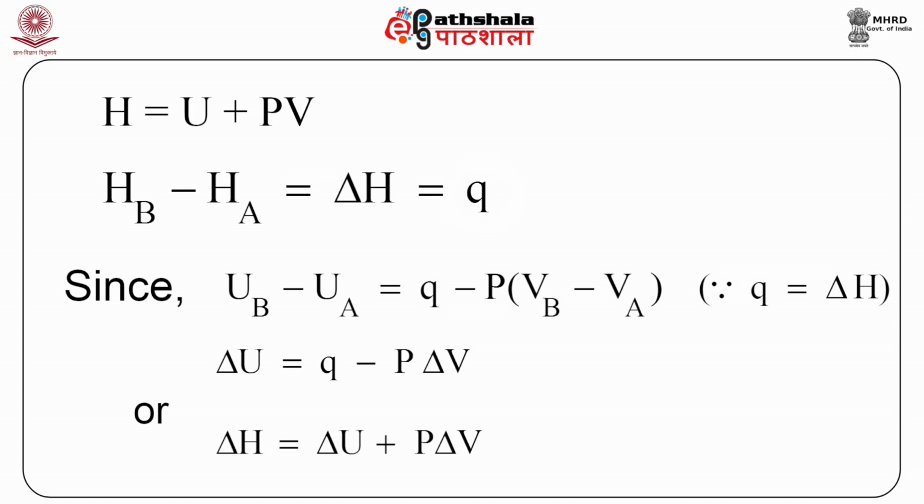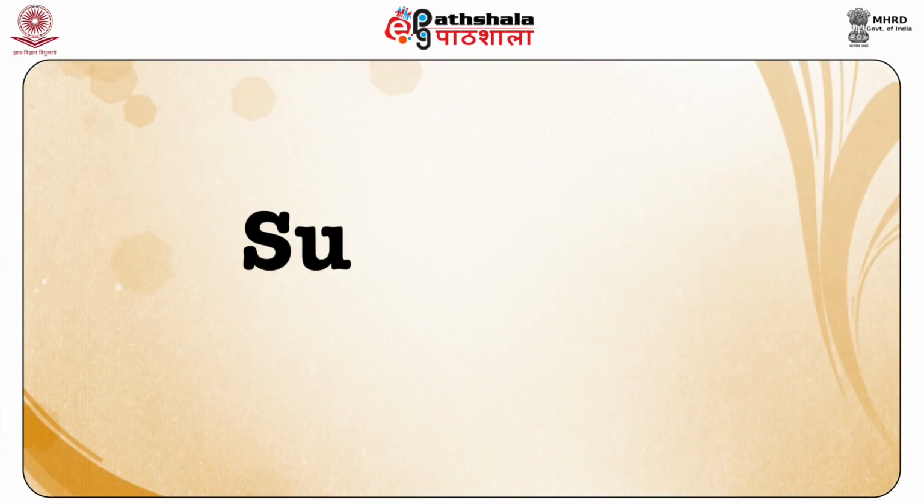Since UB minus UA equal to Q minus P into VB minus VA, and Q is equal to delta H, therefore delta U is equal to Q minus P delta V, or delta H is equal to delta U plus P delta V.